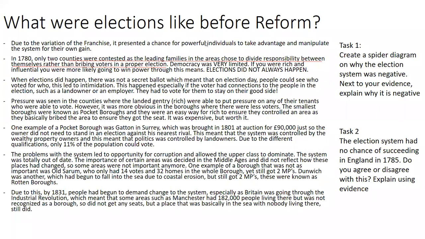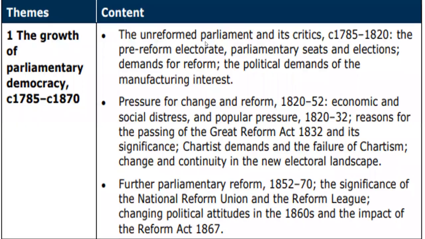Now, if we have a look, I'll get rid of that annotation. What have we done in this lesson so far? Where are we at with the scheme of learning? So what we've actually done is the unreformed Parliament and its critics. We've looked at the pre-reform electorate, the counties and boroughs, and we've looked at parliamentary seats and elections and the problems with it. That is the first in-depth lesson on this paper.